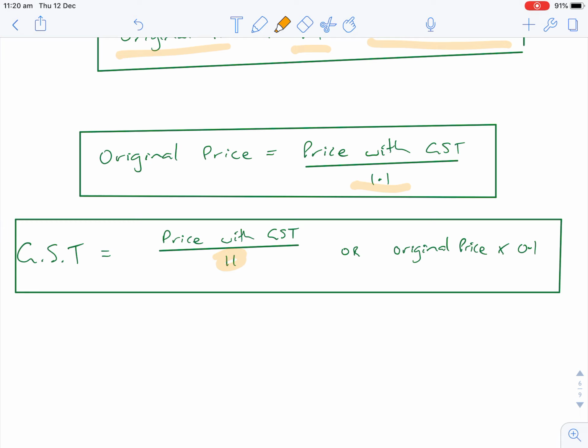If they didn't give you the price with GST in the original question, then you'd obviously just get the original price and times it by 0.1 to find 10% to get your GST.